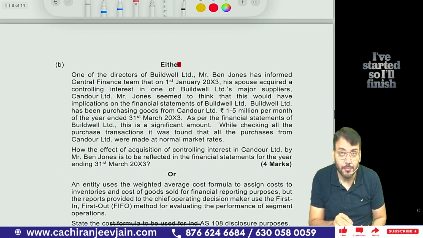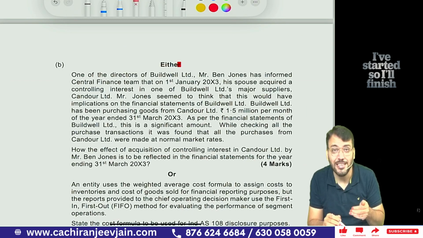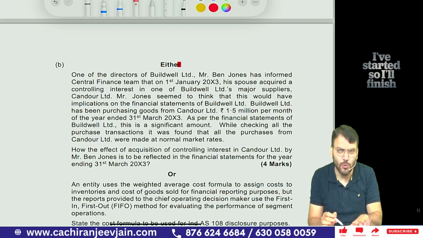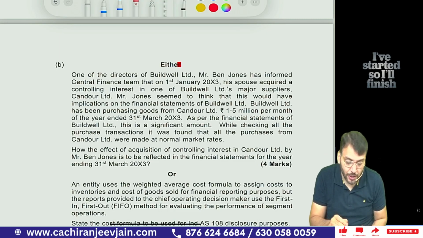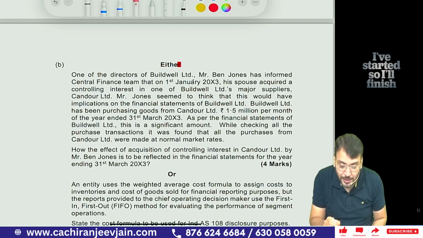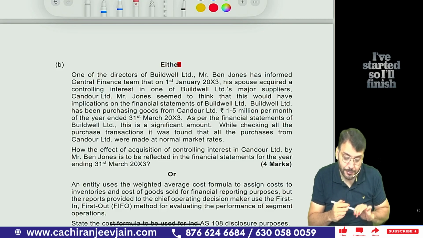Come to question number 2b. This is a question related to Ind AS 24 related party. A new question I will say, but a simple question. One of the directors of Buildwell Limited, Mr. Ben Jones, has informed the Central Finance team that on 1st Jan 2003, his spouse acquired a controlling interest in one of the Buildwell Limited major suppliers, Candover Limited. Means what they have given?